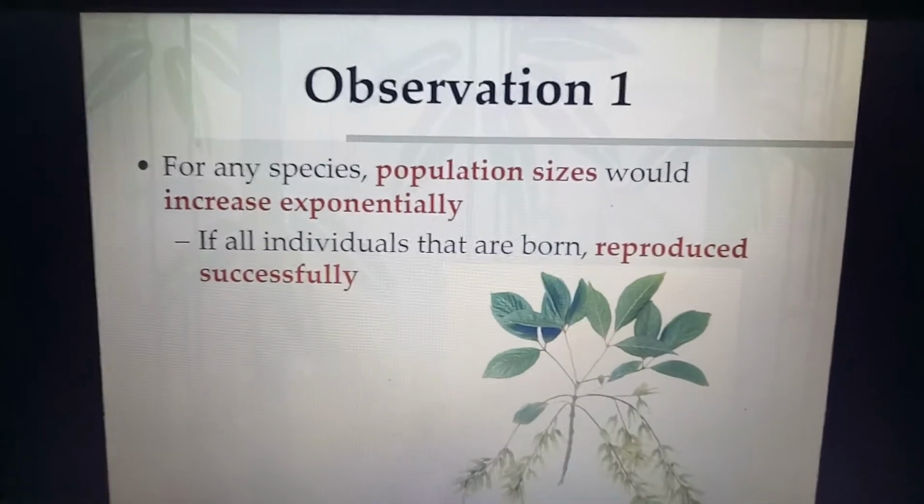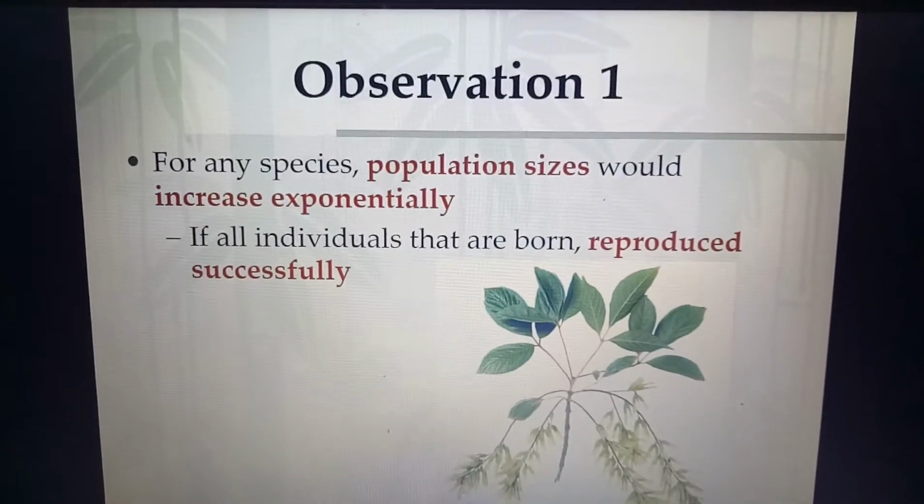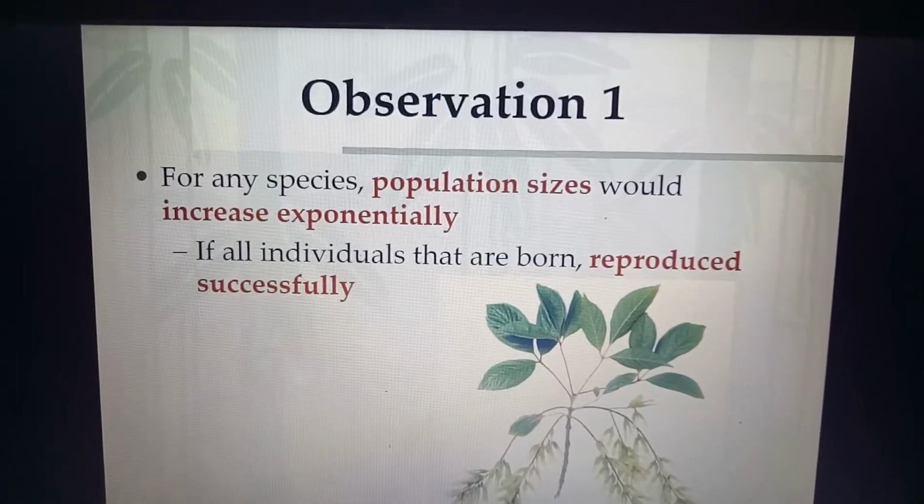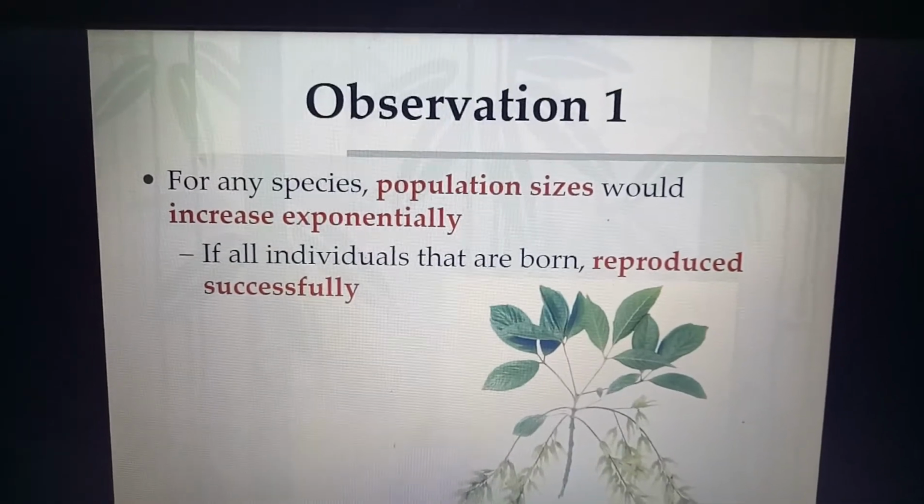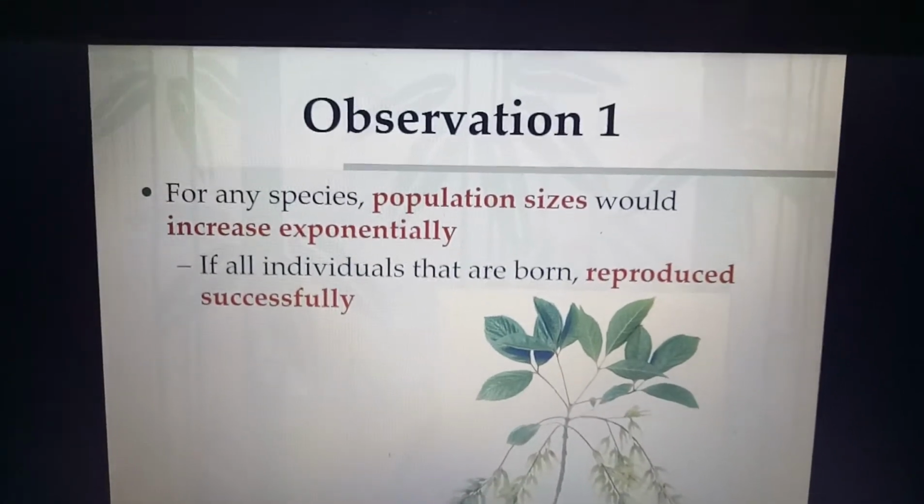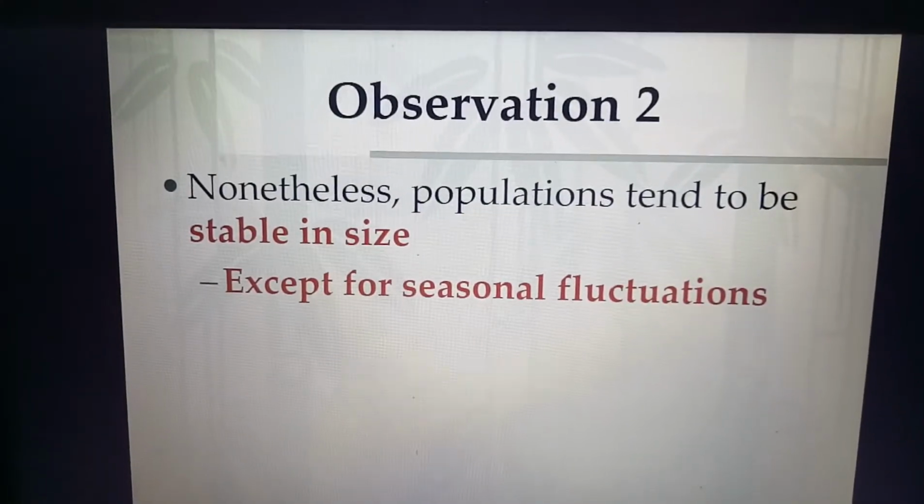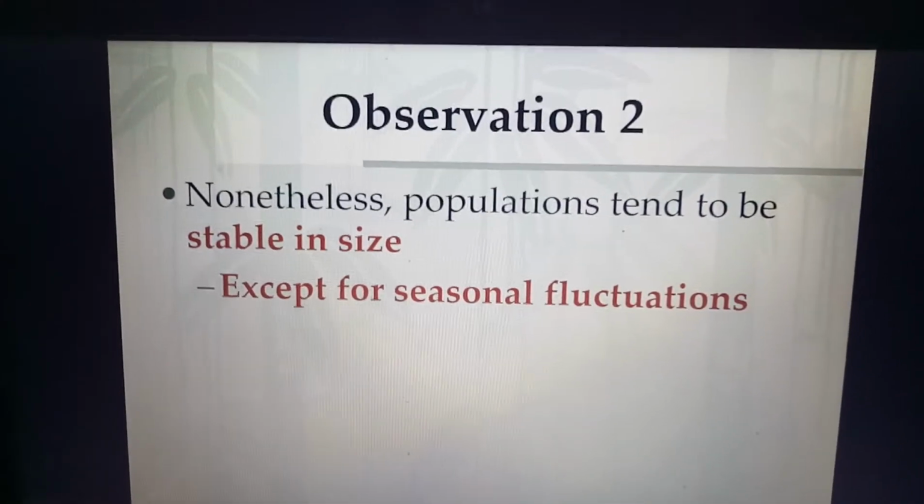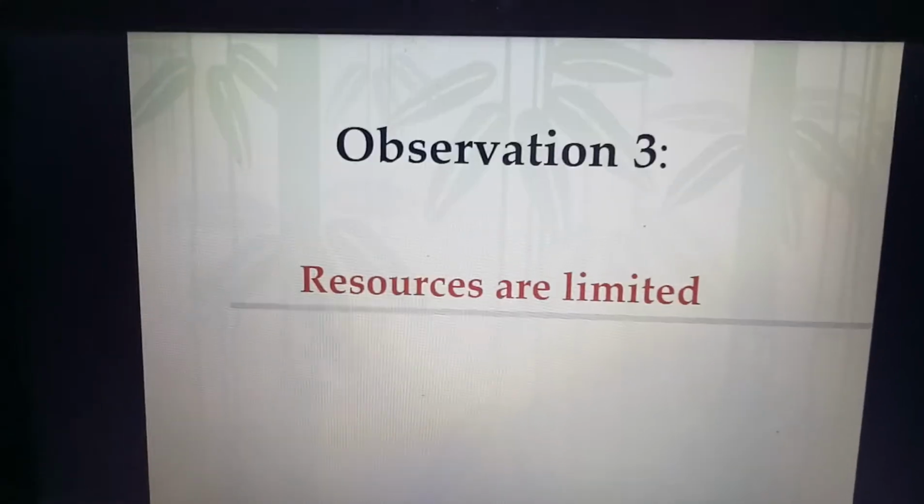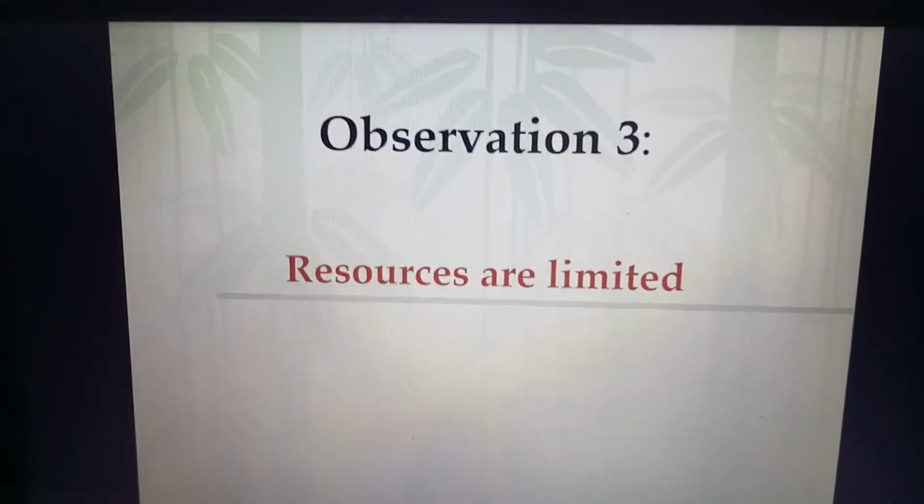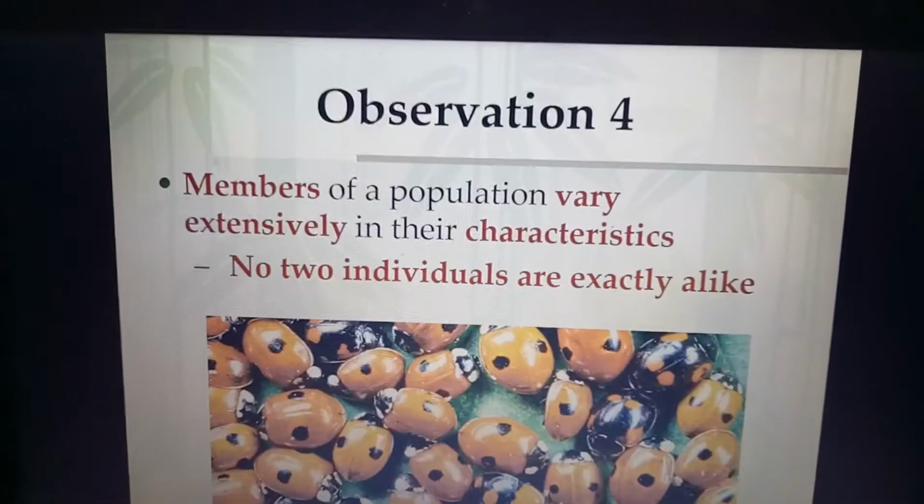Observation number 1: for any species, population size would increase exponentially if all individuals that are born reproduce successfully. This is observation number 1. Observation number 2: nonetheless, populations tend to be stable in size, except for seasonal fluctuation. Number 3: resources are limited, of course, very limited resources.